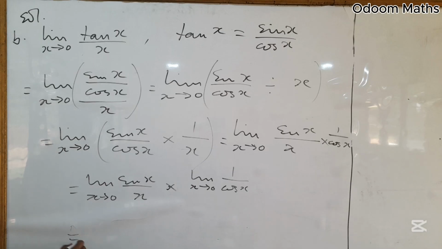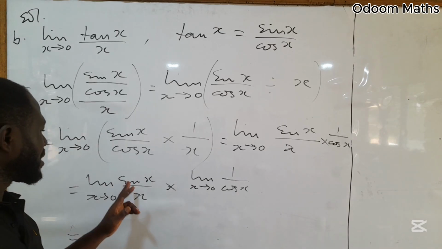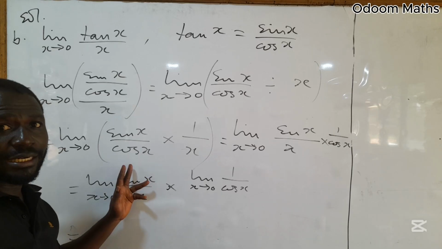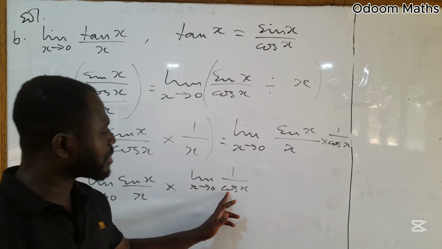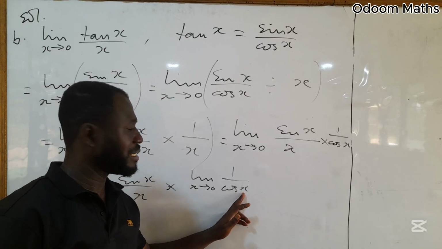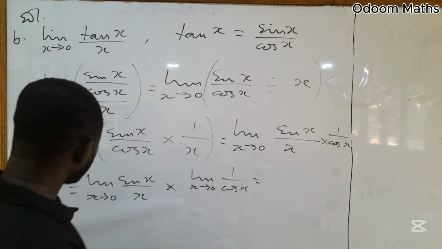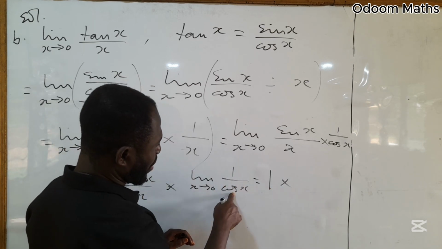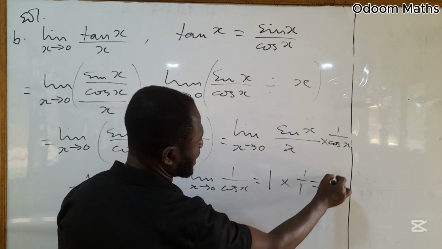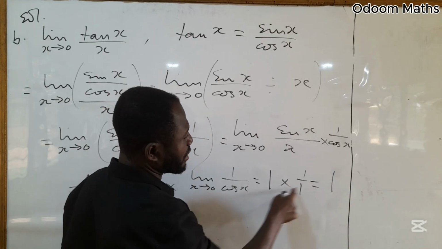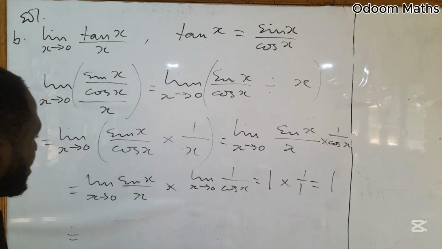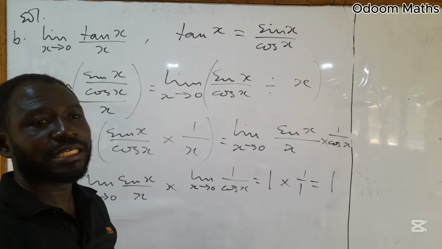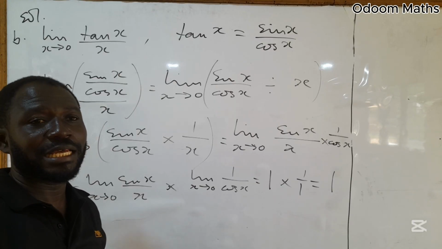We all know from our earlier discussion that the limit of sine x over x as x approaches 0 is 1. And here too, cos 0 is 1. So this is 1 times 1 over 1, which is 1 times 1, and the answer is 1. So that is all about the question. As for the C question, you do it and then put the answer in the comment section. I'll mark it and score you.